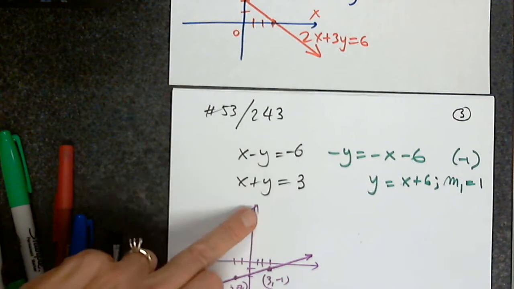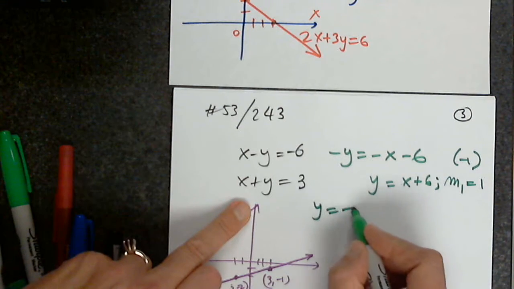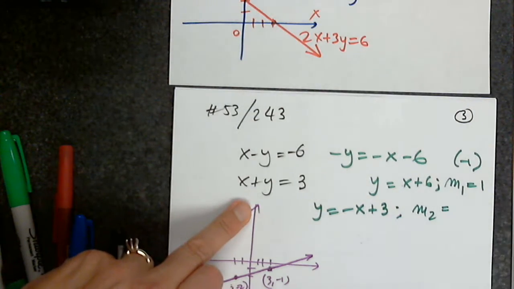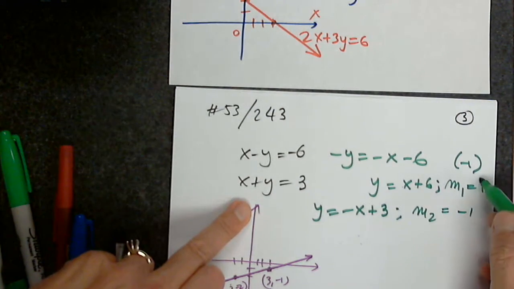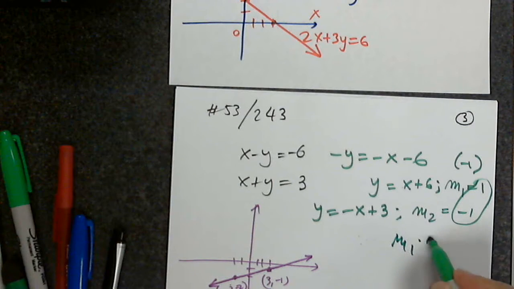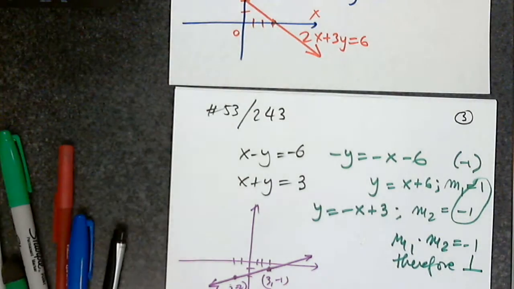I repeat the same steps for the second one. I solve for y. I get y equals -x plus 3. What is the slope of the second line? Is their product -1? If their product is -1, they must be perpendicular. Yes. m1 times m2 equals -1. Therefore, the lines are perpendicular.